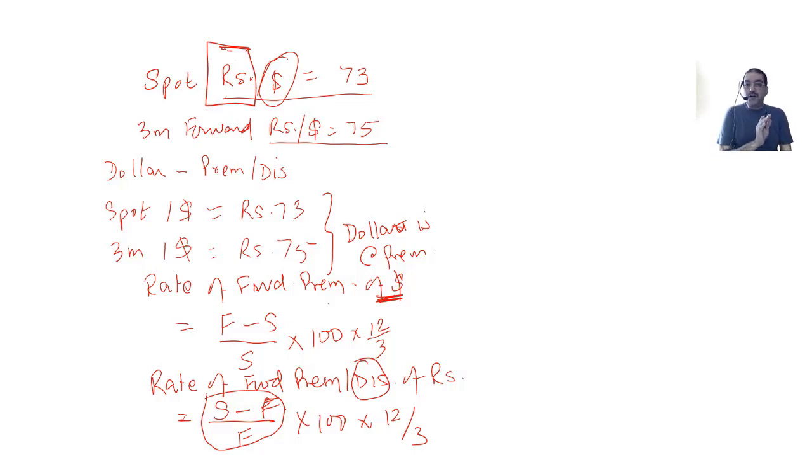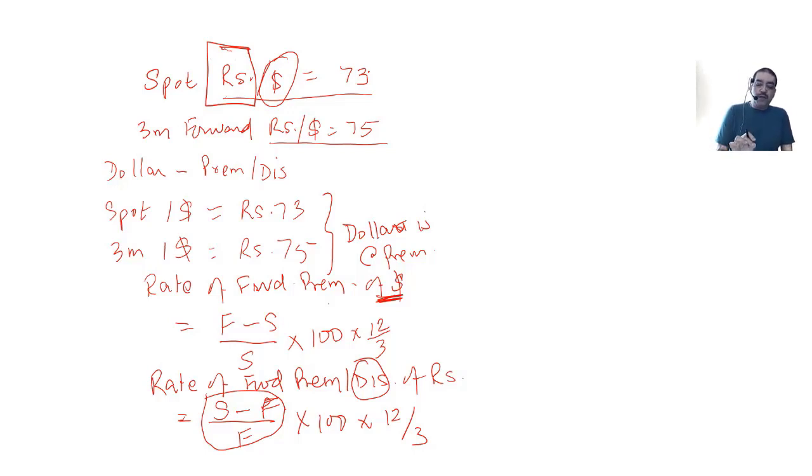When it is of the first currency, the home currency, it is spot minus forward upon forward. If it is of the second currency, which is a per unit currency, per unit of dollar, say 73 rupees per unit of dollar, and I am calculating the forward premium of the dollar, then it is forward minus spot upon spot. But if I am calculating of the first currency, the home currency, then it is spot minus forward upon forward.